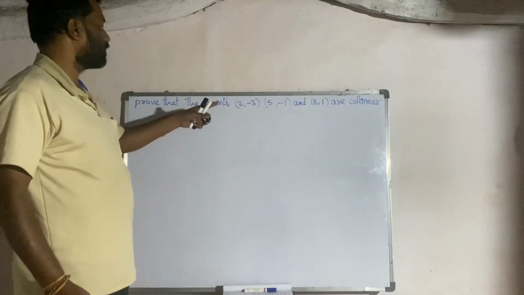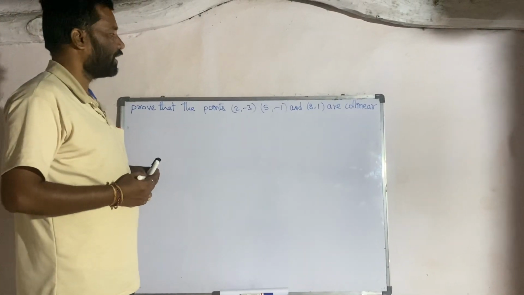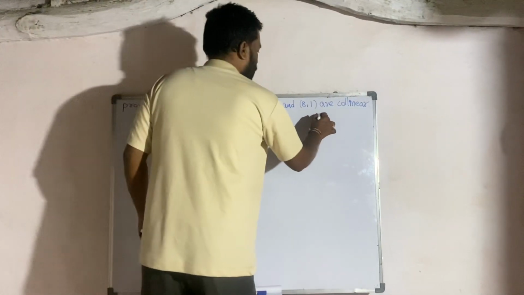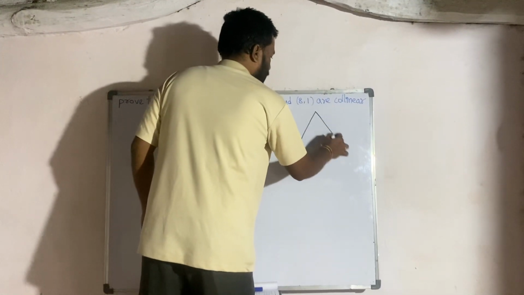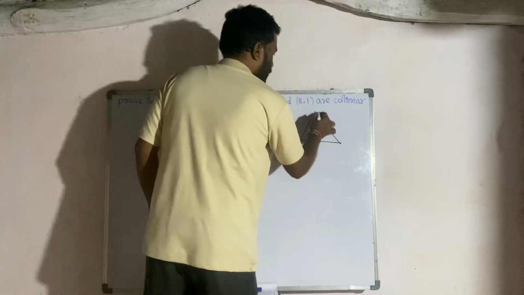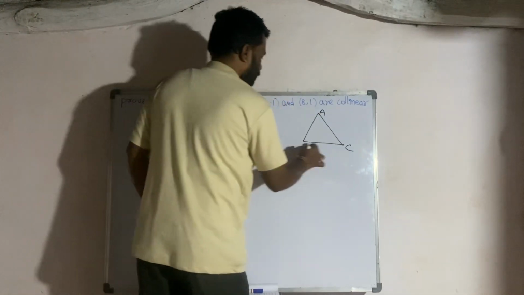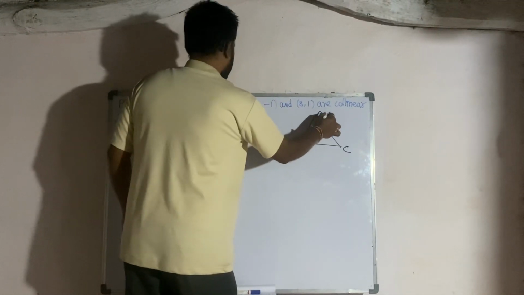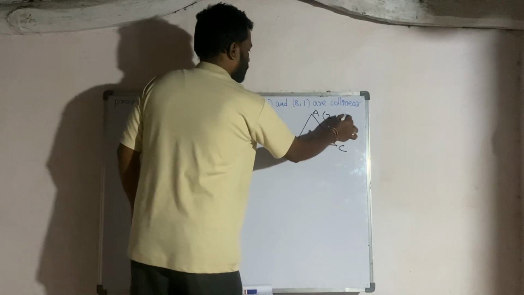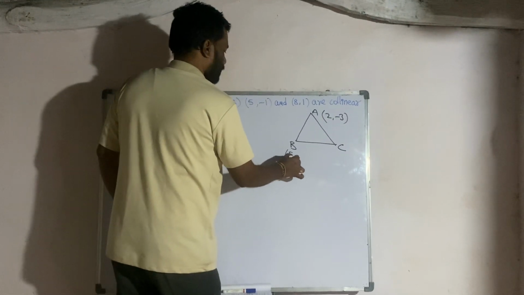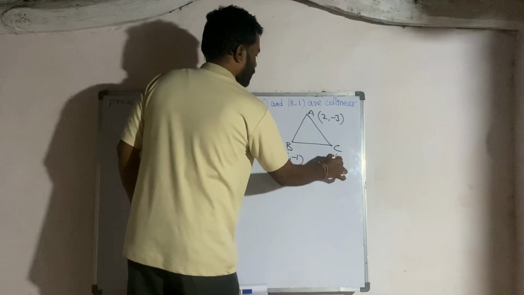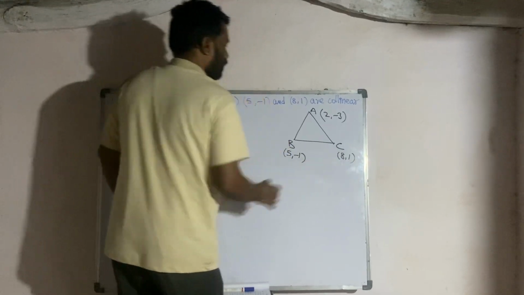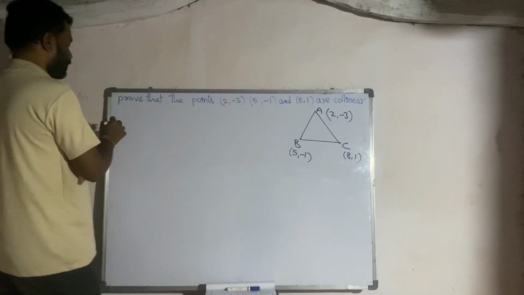Prove that the points (2, -3), (5, -1) and (8, 1) are collinear. To show the condition for collinearity, we need to show that the area of the triangle is 0. Here A is equal to (2, -3), B is equal to (5, -1) and C is equal to (8, 1). I want to show that the area of the triangle is 0.